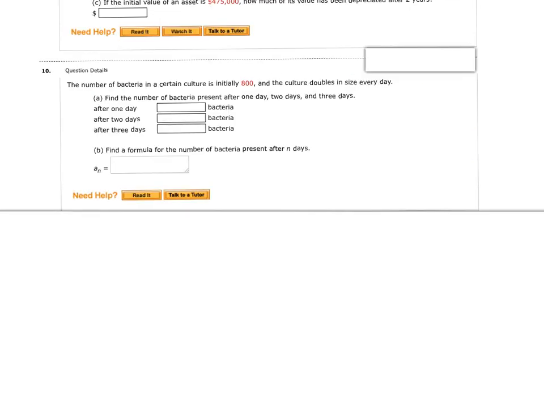All right, next up here it says we got a bacteria with 800 bacteria, and it doubles in size. So it's initially 800, so that's at day 0. So then at day 1, it's going to be 1,600, and then 3,200, and then 6,400.